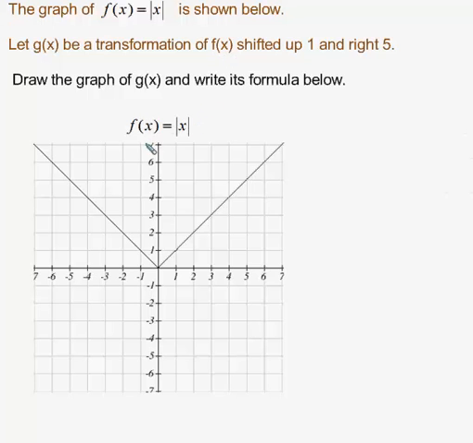In this problem, we're given the graph of f of x equals the absolute value of x, and we're to draw the function g and write its formula, given that g is a transformation on f, where we take f and shift it up 1 and right 5.